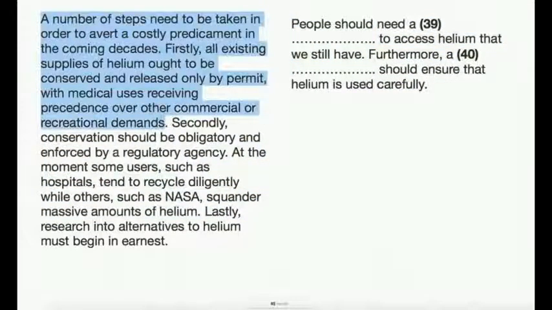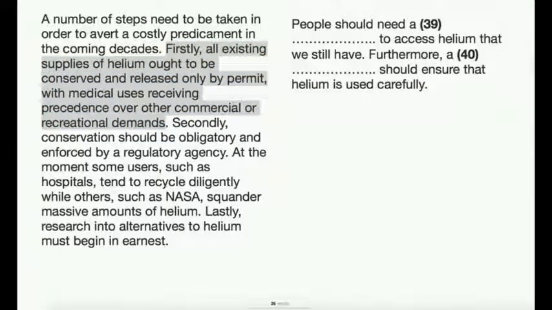So onto this part here. Firstly, all existing supplies of helium ought to be conserved and released only by permit, with medical uses receiving precedence. Precedence means priority over other commercial or recreational demands.